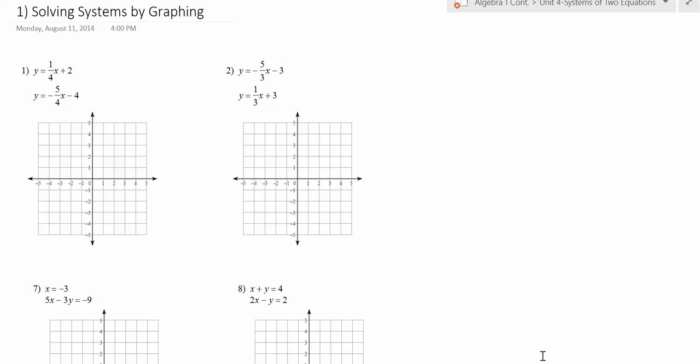Alright, this video is for Unit 4, Solving Systems by Graphing. What you want to do is graph each equation individually. So if you look at the first problem, number 1, let's go ahead and graph that first problem. So y equals 1/4 x plus 2.